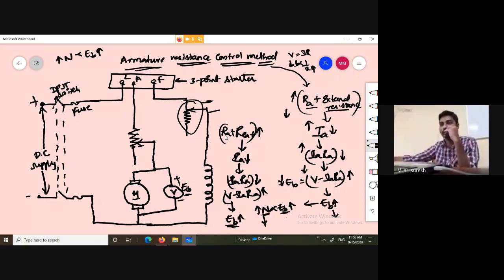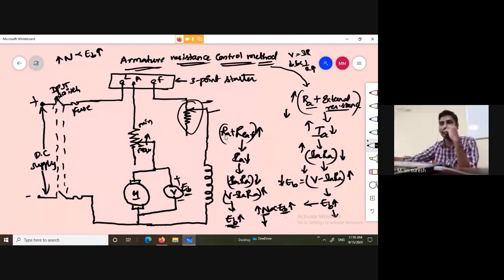Now we are varying this resistance from maximum. This is the maximum resistance position, and this is the minimum resistance position. From the maximum resistance position, we move towards the minimum resistance position in steps. That means the resistance value is decreased here.